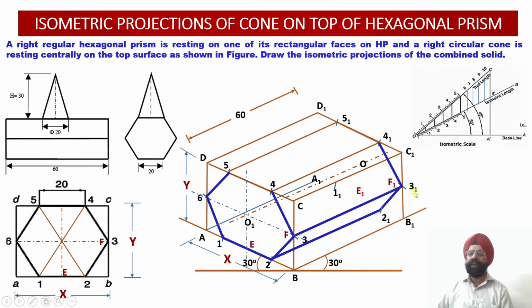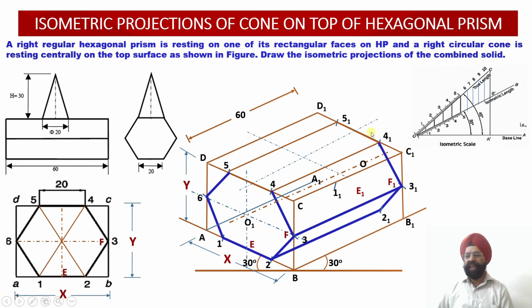Okay, so let us now start with the construction of the cone. This cone is resting centrally on top of this surface of this hexagonal prism. Now let me find out the center point. So please check, this is the surface of the cone. The center point line I have to draw through this particular position. So these are the center lines. I can draw the center line of CD. It will be same as the center line of 5,4.